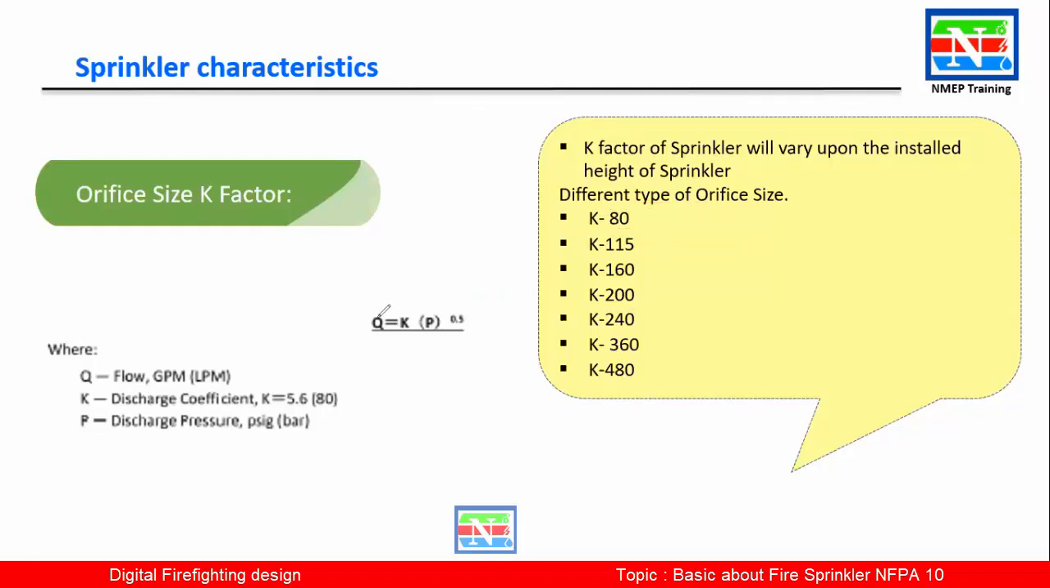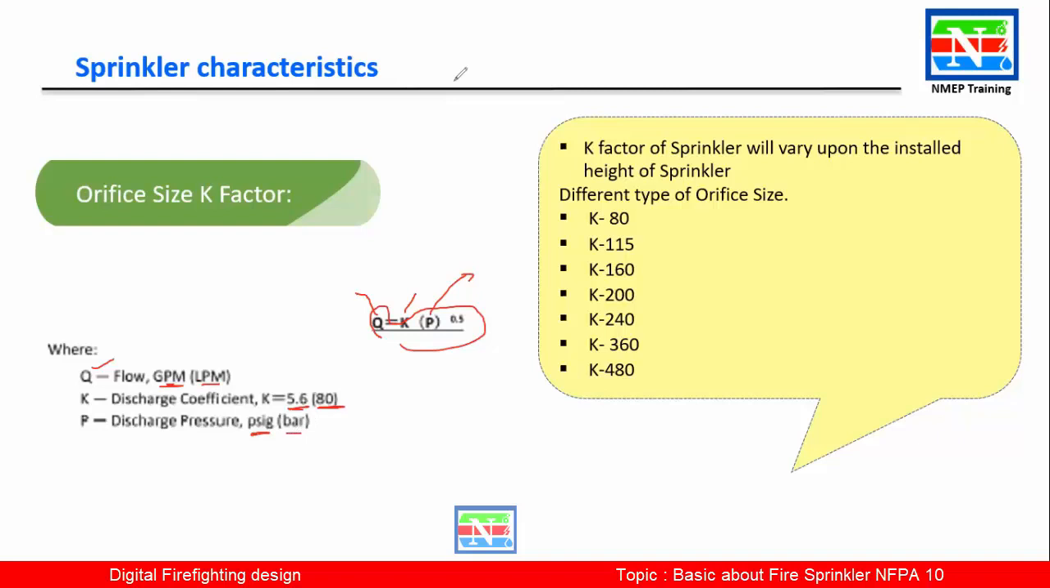Okay, I'll tell you. Here you can see the formula Q is equal to K root P, where Q is equal to flow, K is the orifice size coefficient, and P is the pressure, what pressure it discharges. If all the units are in GPM, gallons per minute, then the K factor is 5.6. If you maintain the flow in LPM, liters per minute, then it is 80.